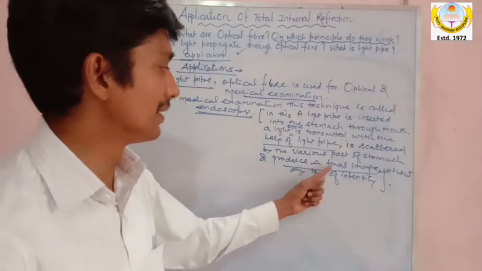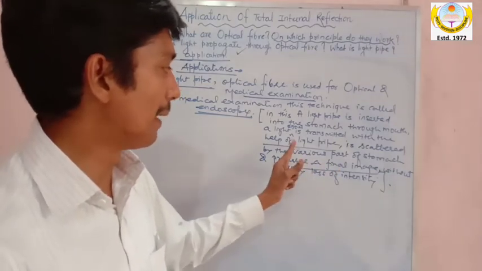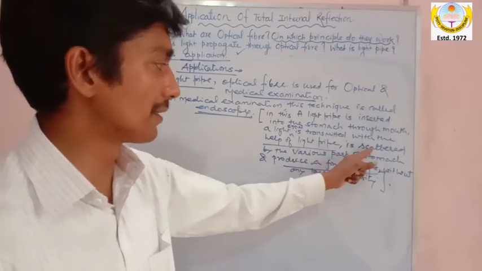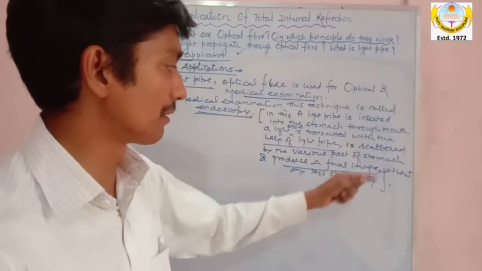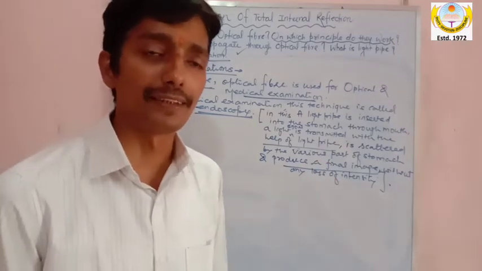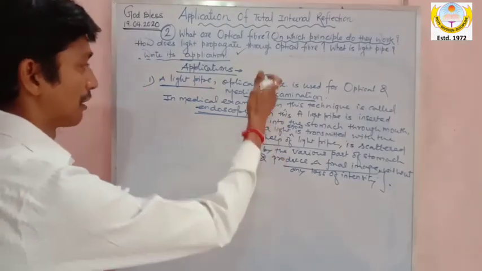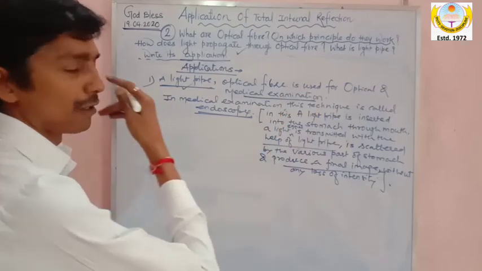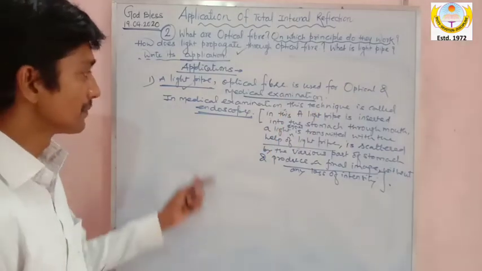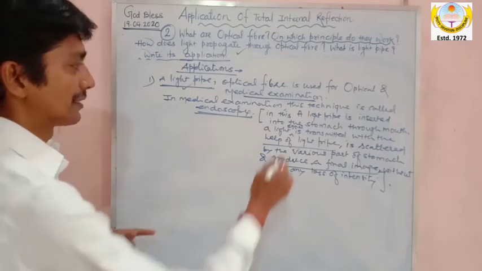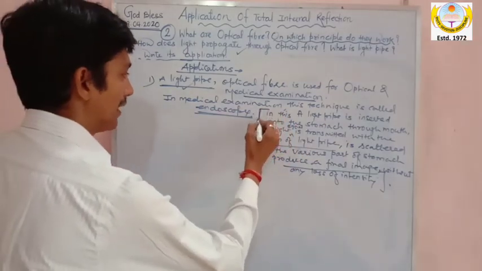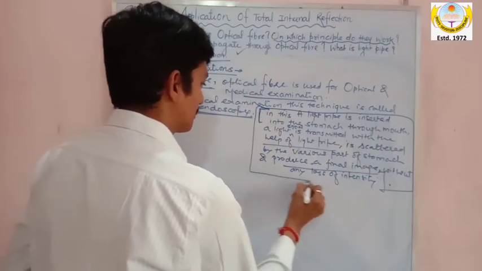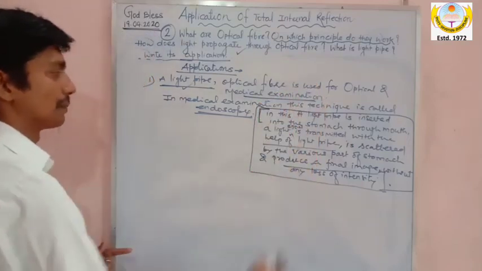So the final image is produced by the light pipe, my dear, which transmits the light signal into the various parts of the stomach, where it is scattered, and without any loss of intensity we get the final image. So this is the process of endoscopy. So my dear, I have written that a light pipe optical fiber is used for optical and medical examinations. Am I clear? In medical examination, this technique is called endoscopy, and here in this talk I explained to you what endoscopy is.